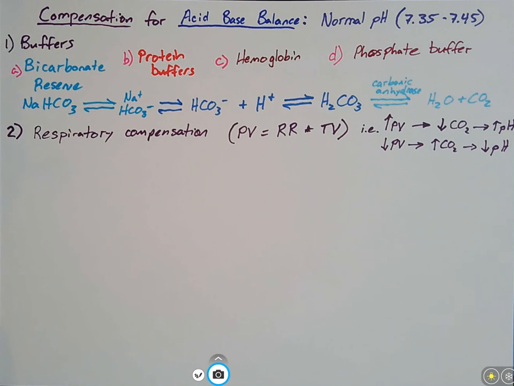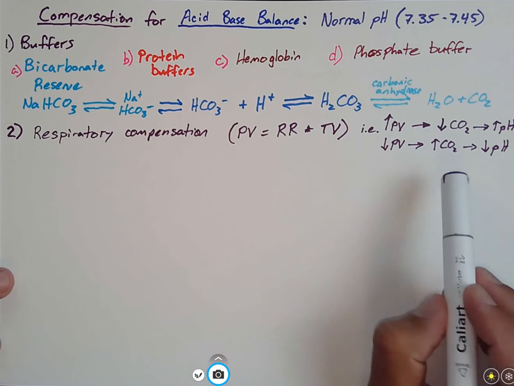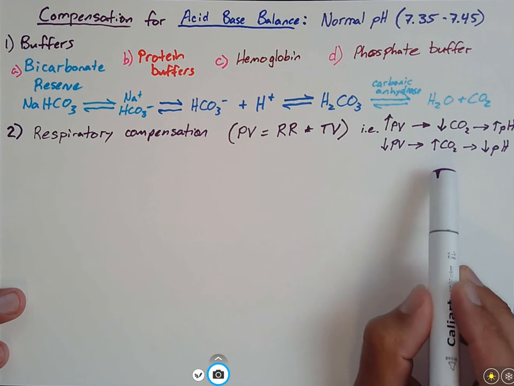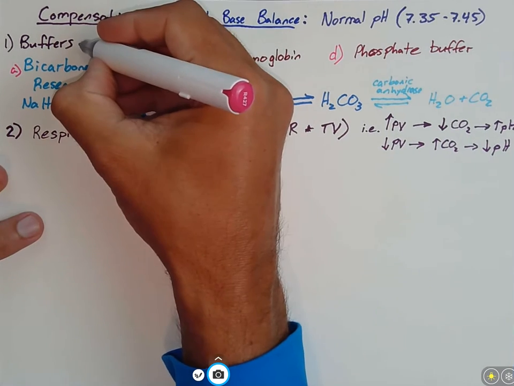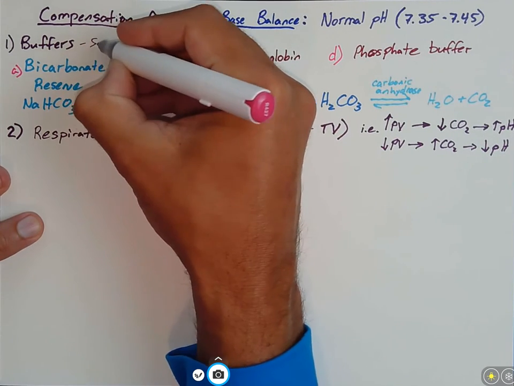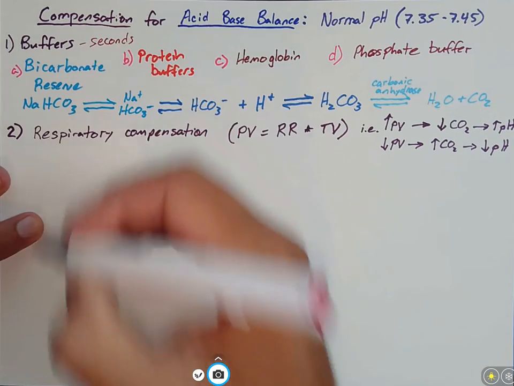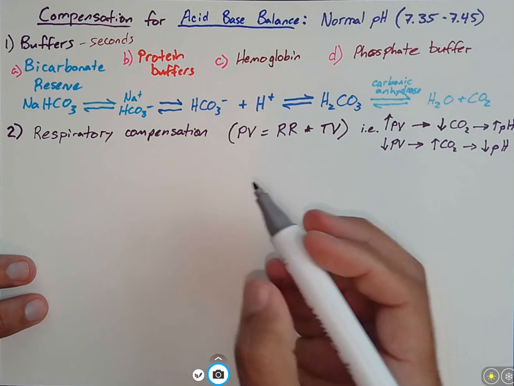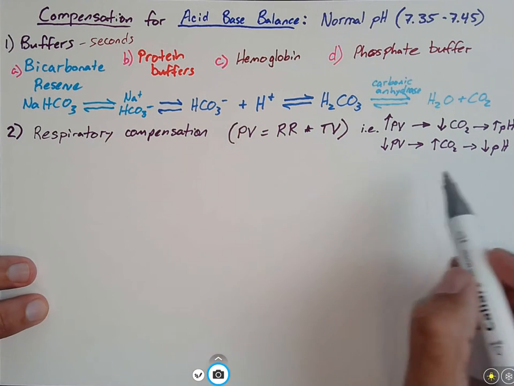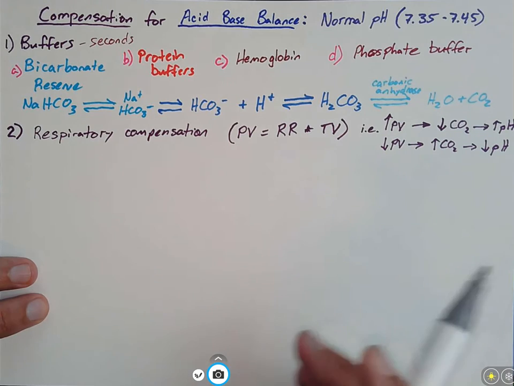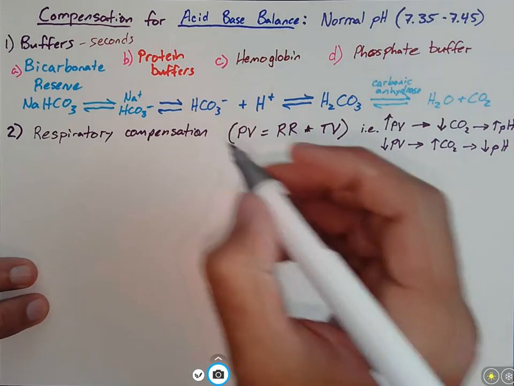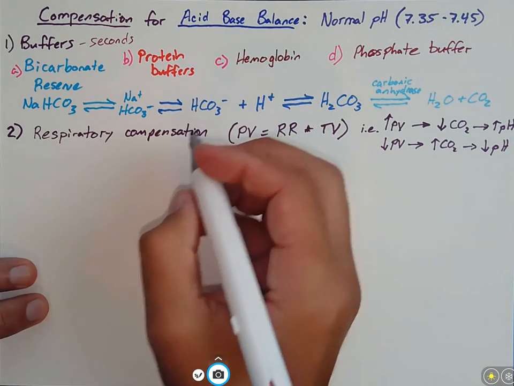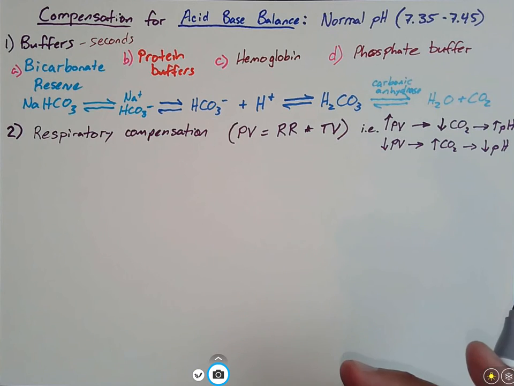Not too bad, right? This is respiratory compensation. It's all about CO2. I can't emphasize that enough. This is going to occur relatively fast. Buffers are the immediate response. We're talking, this is occurring within seconds, right? The buffers are just right there. They're already in the blood. They start to buffer against acid-base imbalances right off the bat. Whereas respiratory compensation, you're going to start breathing faster or slower, and it's going to start to help fix the problem within minutes. This is going to take minutes to start to fix the problem.